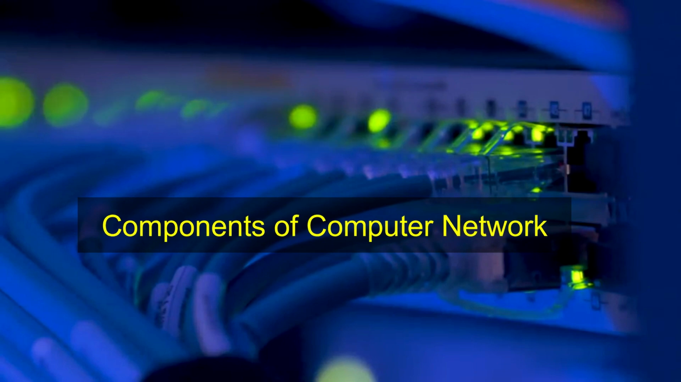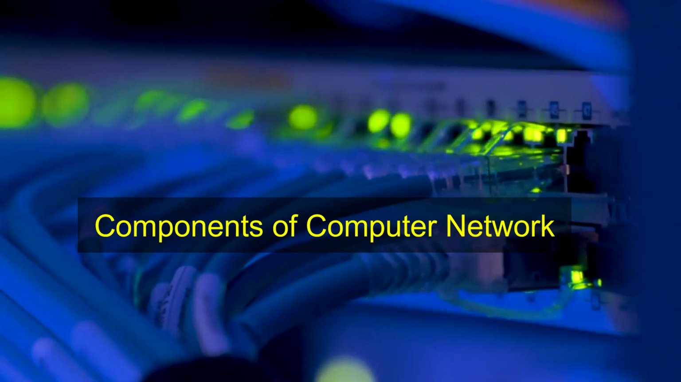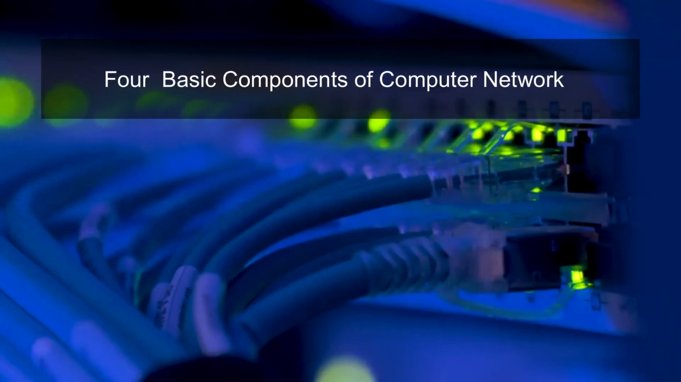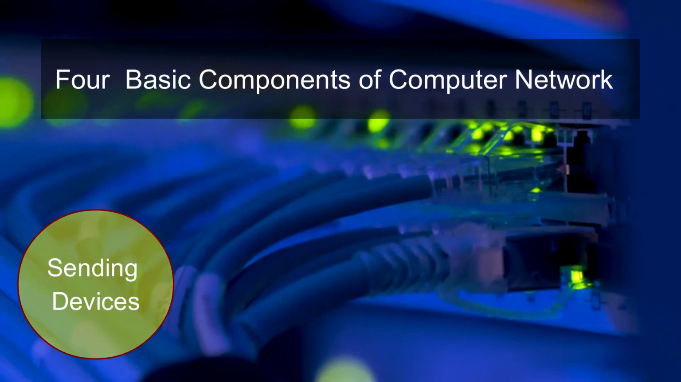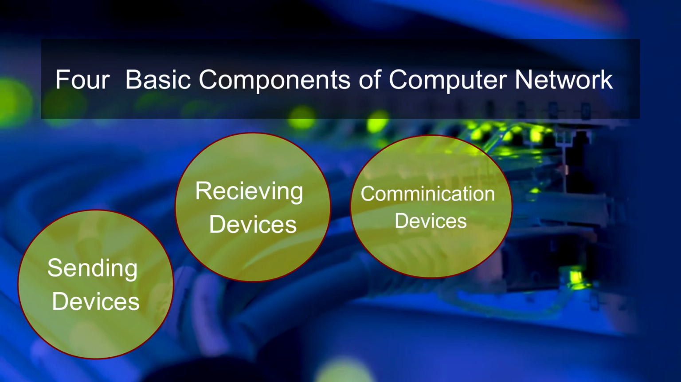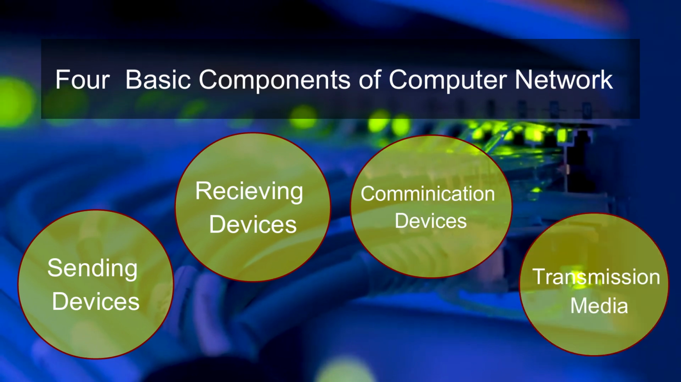Components of a computer network. What are the essential parts that make up a computer network? There are four basic components of computer network: sending devices, receiving devices, communication devices, and transmission media.